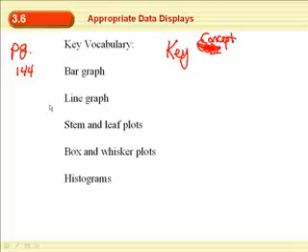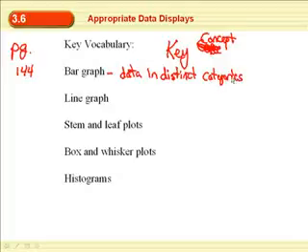Okay, so if you look in the key concept box, it kind of defines, we're talking about appropriate data displays. You all know what a bar graph and a line graph and all that stuff is, but when do you use that stuff? So a bar graph, if you look on page 144, that's when you display data in distinct categories. You survey your friends, what's their favorite food? That's categories, distinct categories.